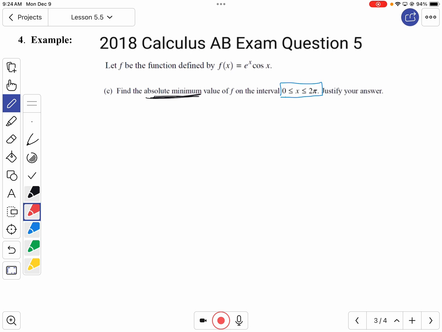So that being said, step 1, find your critical points. Let's do that. Notice this is part C of probably 4 parts. So f prime of x. You want to try that derivative? Okay, go.